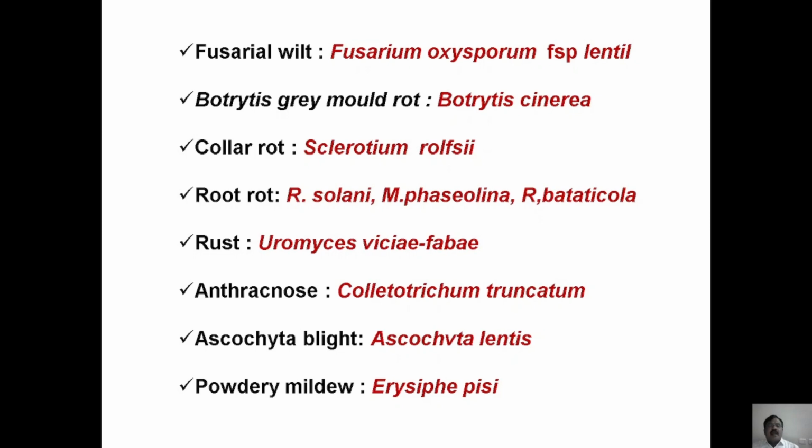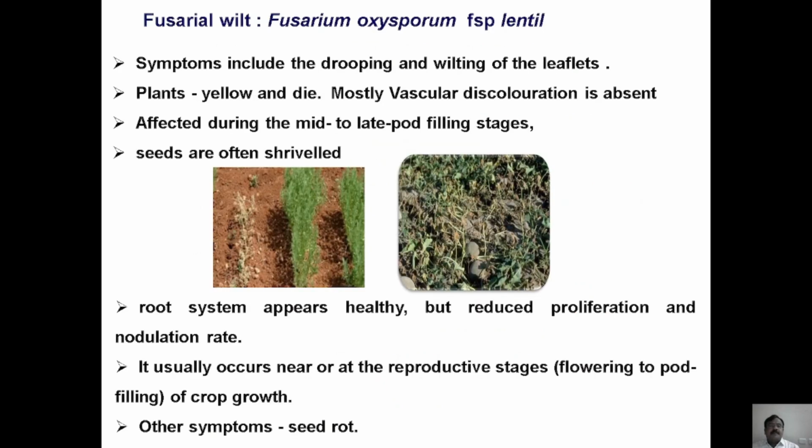viciae-fabae, and anthracnose which is common in many of the vegetable crops, and here it is caused by Colletotrichum truncatum, and ascochyta blight which is serious on peas, chickpea as well as in lentils, and here it is caused by Ascochyta lentis, and powdery mildew which is also a common disease on many of the vegetable as well as many of the field crops as well as horticultural crops. Here it is caused by the Oidium type fungi Erysiphe pisi. Let us see one by one about the diseases.